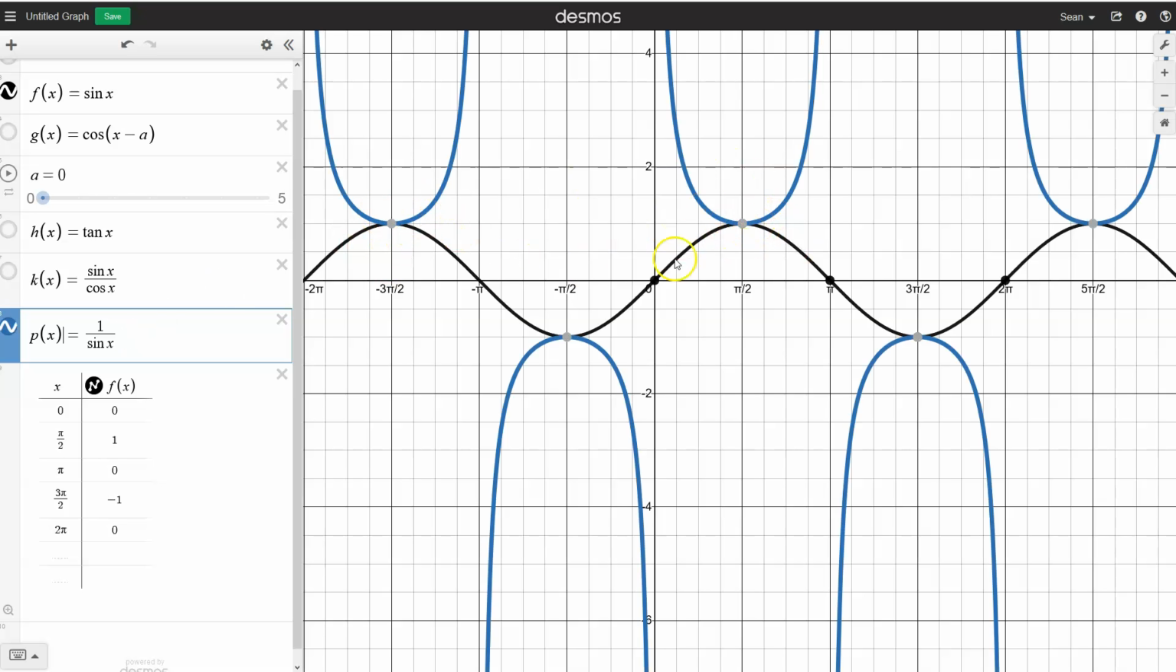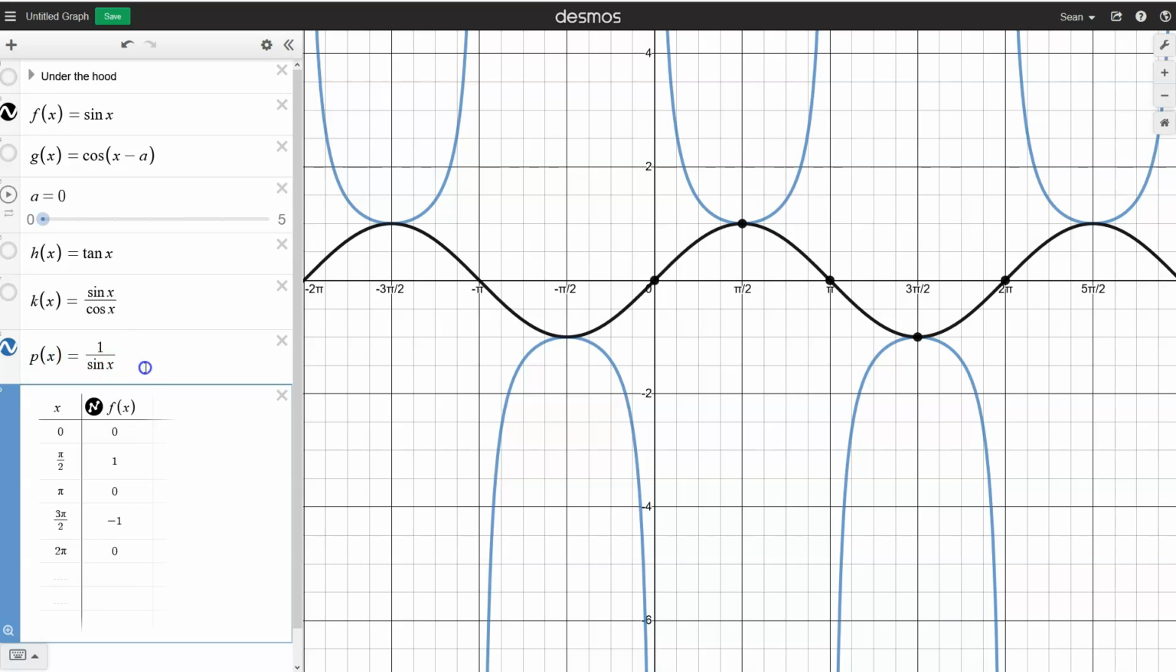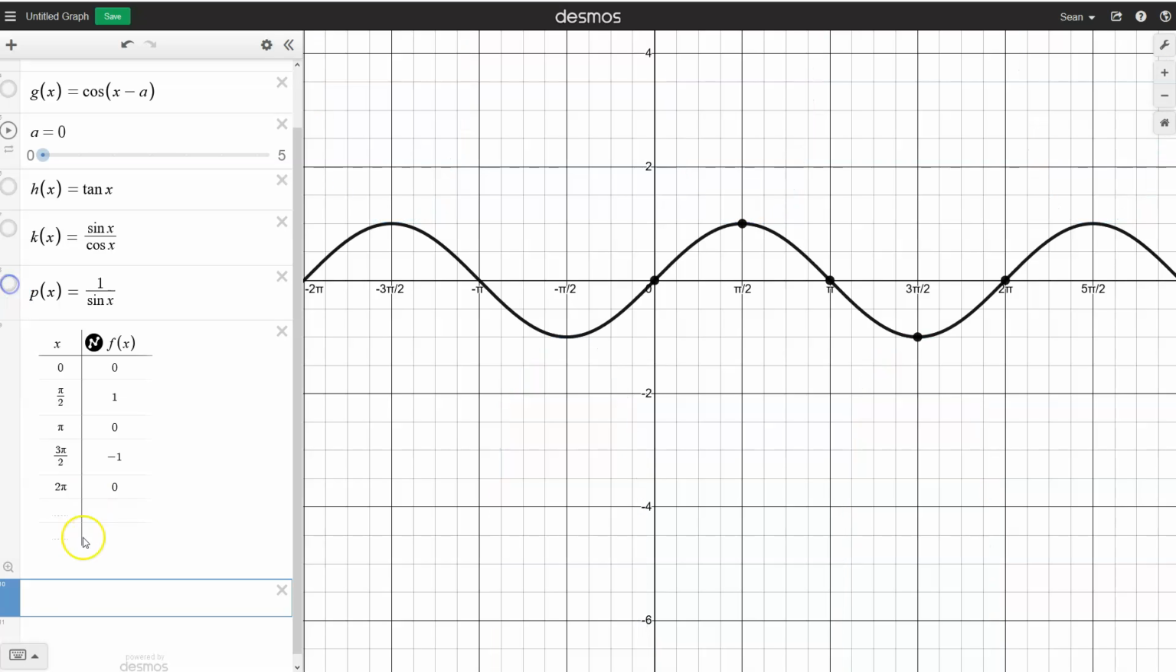But this is where the graph comes from, and just with some basic knowledge of fractions, you can make sense of why it has the shape it does. So cosecant comes from sine. All right, cosecant comes from sine.